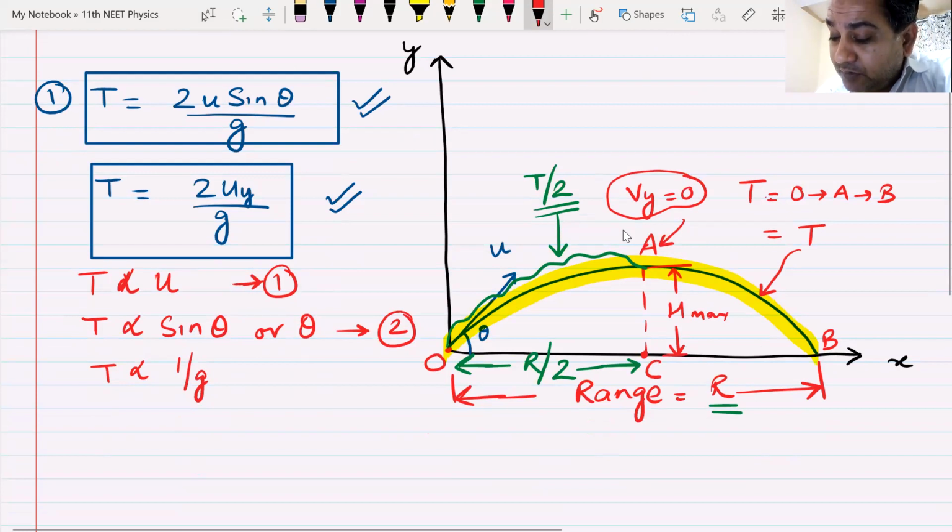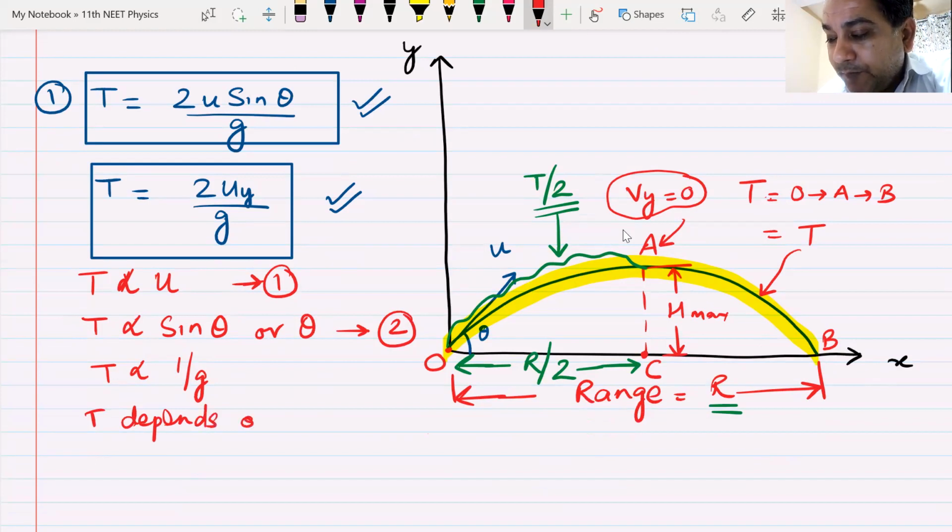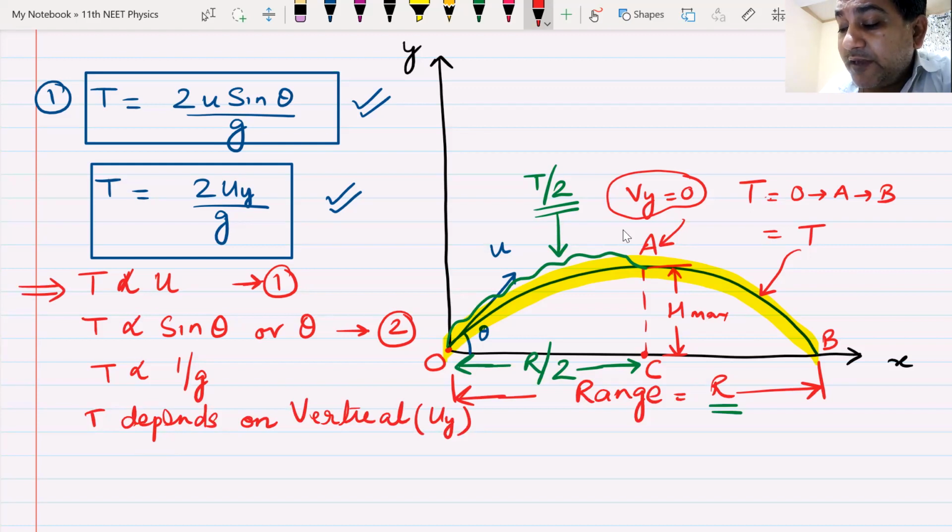Then time of flight depends on the vertical component of velocity. It does not depend on the horizontal component. If the vertical component remains the same, the time of flight will remain the same. Do we remember this? Can I have some raised hands?